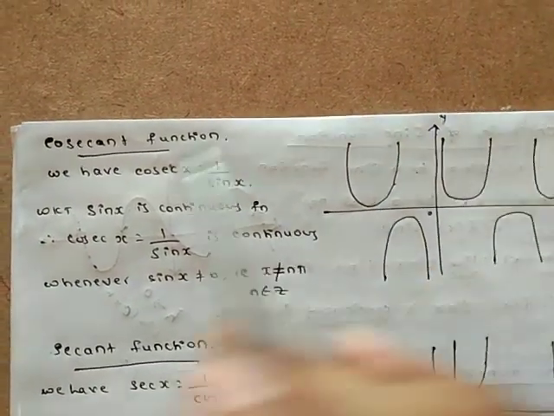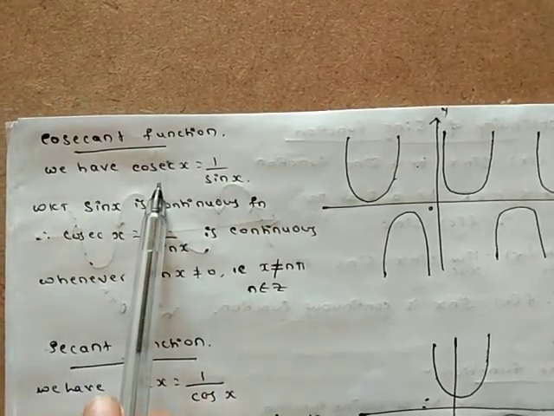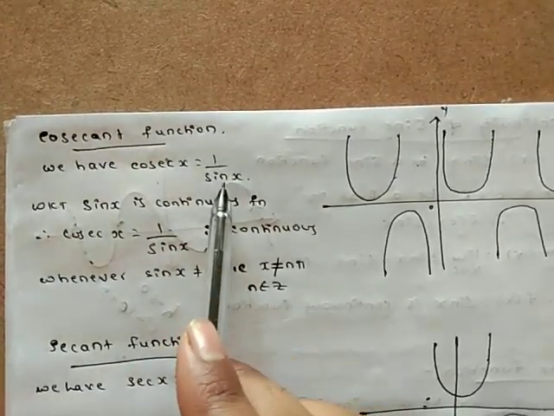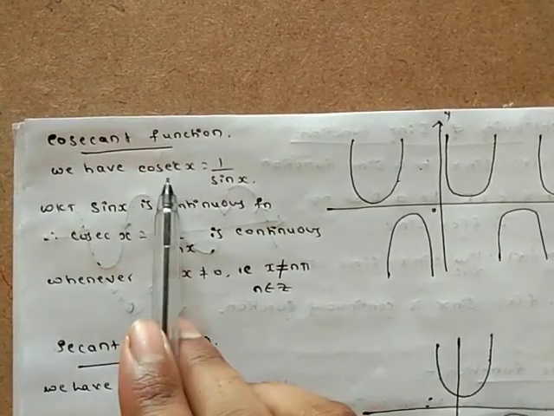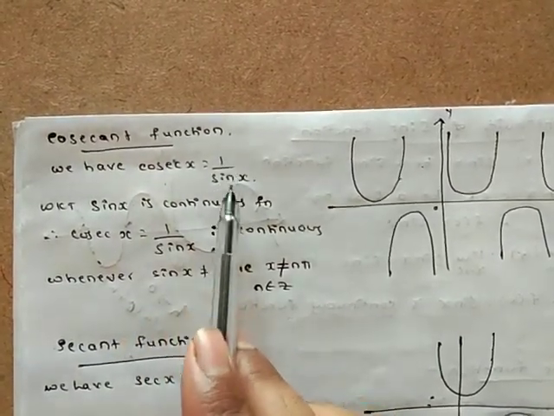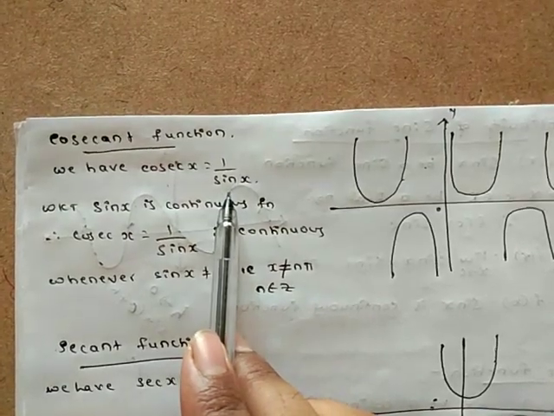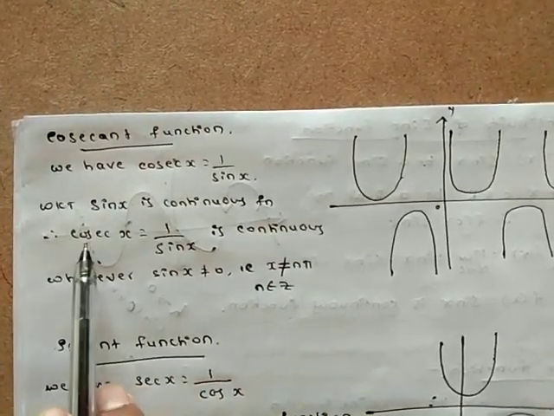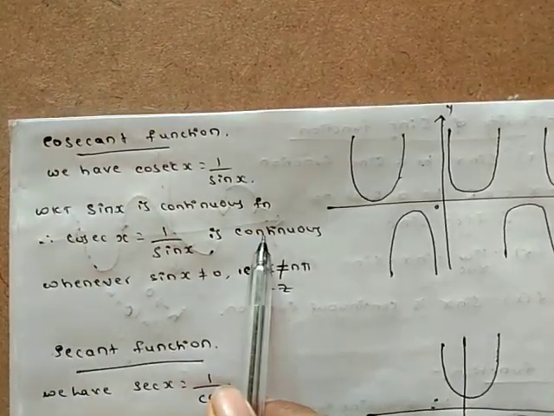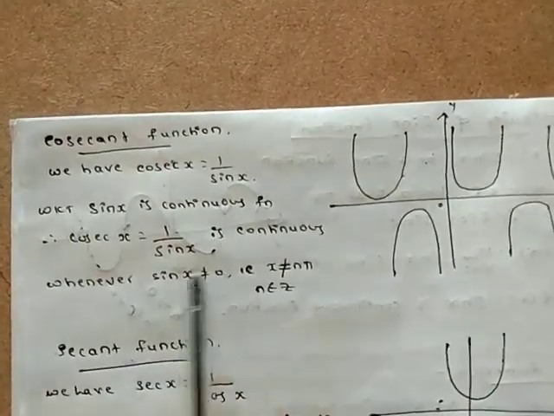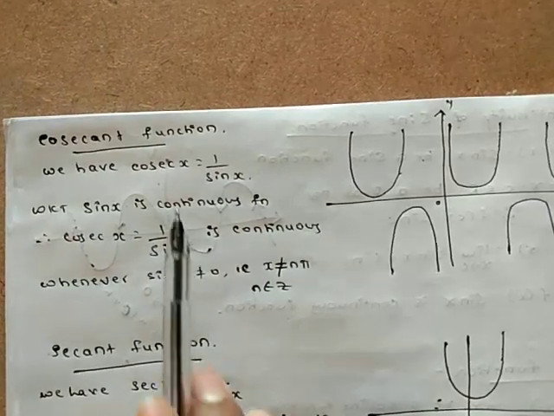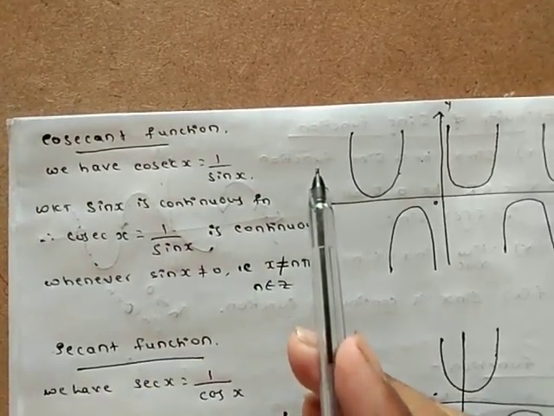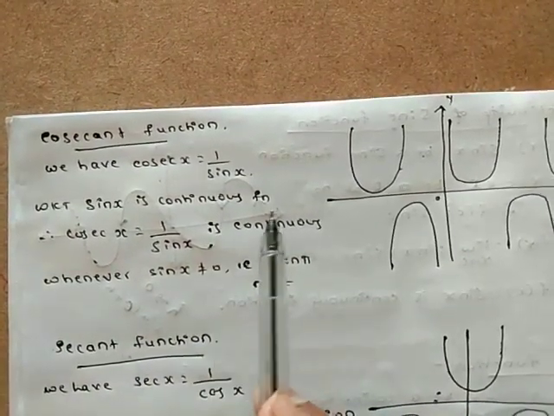So observe the proof here. We have the function cosecant x equal to 1 divided by sin x. From the earlier definition, cosecant x is 1 divided by sin x. Since sin x is a continuous function, we can say that the cosecant function is also continuous whenever sin x is not equal to 0, because if the value of sin x is 0, cosecant x is nothing but infinity. So we can't consider infinity as a continuous function.